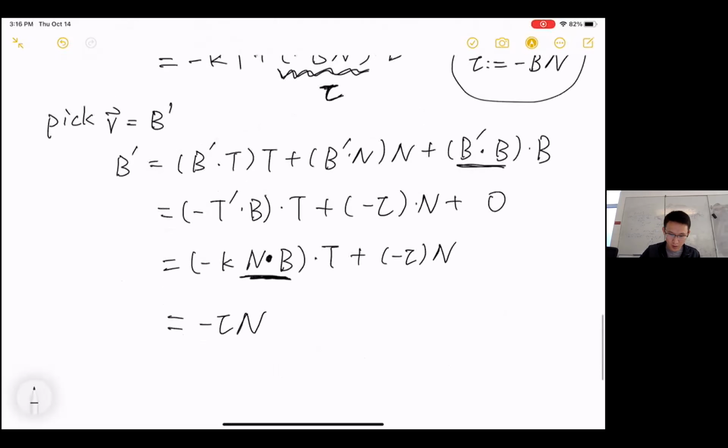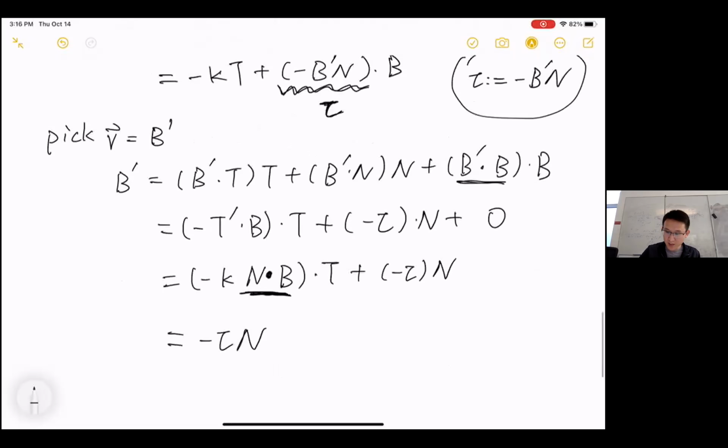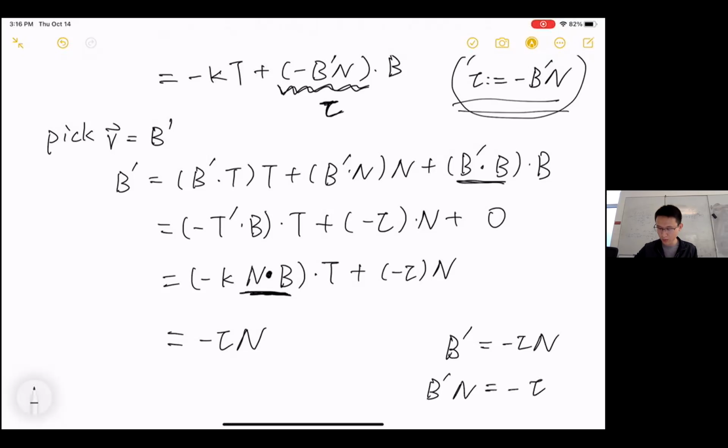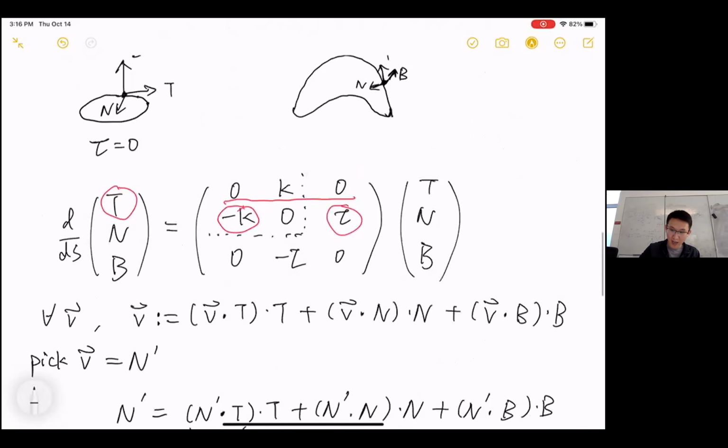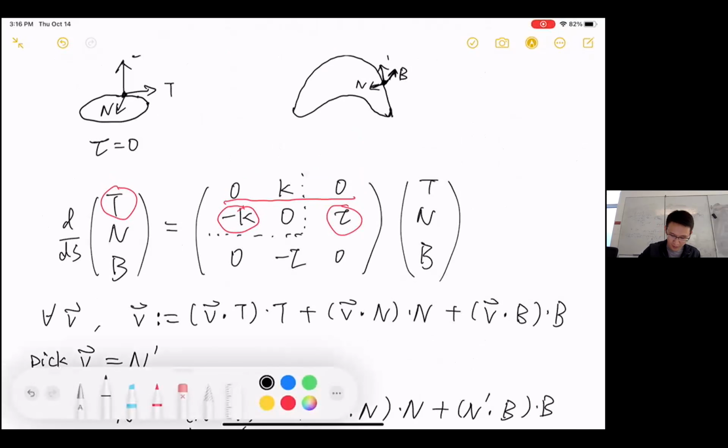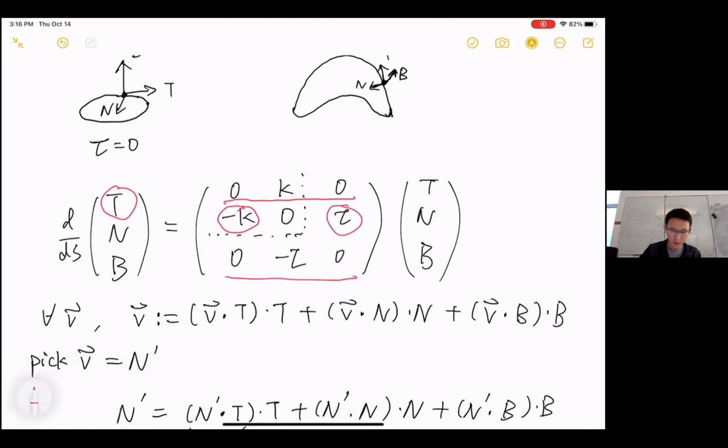Okay. So you can also see that this matches our previous definition of tau, because here what we are saying is B prime equals negative tau N. And if we also take a dot product on both sides, we get B prime dot N equals negative tau. So this is how we defined tau in the first place. But if we bring it back to the third rule here, we also get 0, negative tau, 0 times this coordinate system.